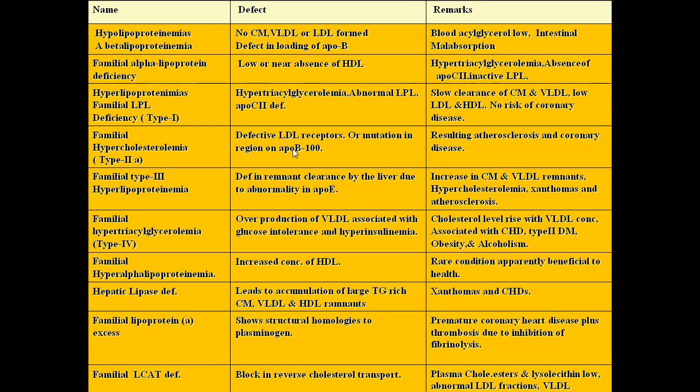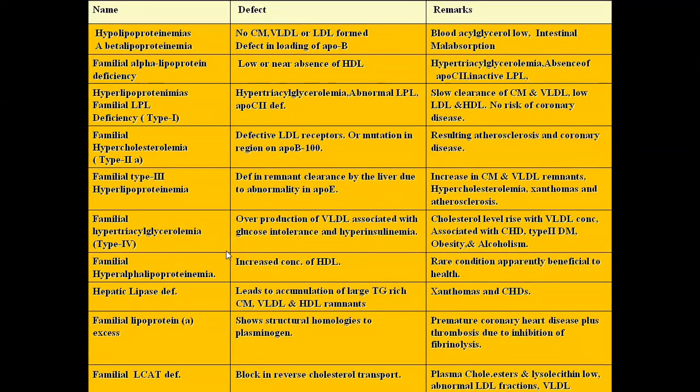Familial hypertriacylglycerolemia type 4. In this case, there is overproduction of VLDL associated with glucose intolerance and hyperinsulinemia. Increased level of insulin is seen, and it promotes the overproduction of VLDL. In this case, cholesterol level rises with VLDL concentration, associated with coronary heart disease, vascular thrombosis, type 2 diabetes mellitus, obesity and alcoholism.